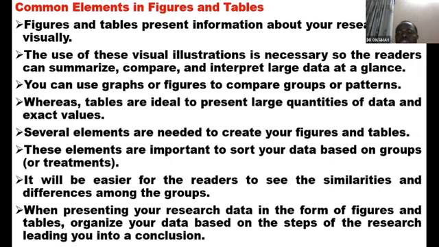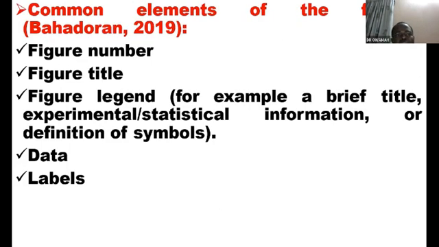Several elements are needed to create your figures and tables. These elements are important to sort your data based on groups or treatment. It will be easier for the reader to see the similarities and differences among the groups when we use tables and figures. Common elements of the figures: figure number, very important. Like I said, every figure must be numbered. Every figure must have a title, and the title comes beneath the figure. There must be a figure legend, for example, a brief title, experimental and statistical information, and definition of symbols. Then the figure will now show the data, because the figure should be a product of data that you have obtained, and then it has to be properly labeled.